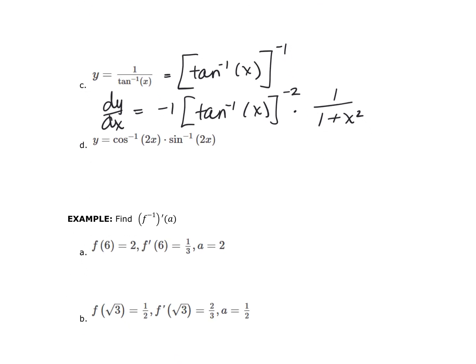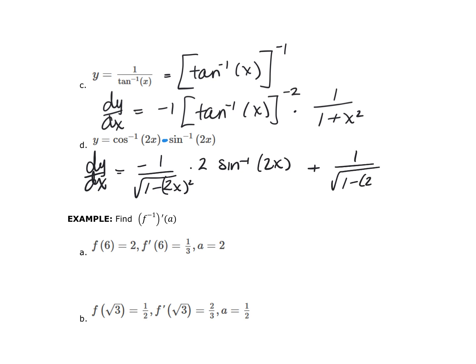This one is the product rule. So I'm going to do the derivative of the first one. So dy/dx is going to be the derivative of the first function. The derivative of cosine inverse is going to be negative 1 over the square root of 1 minus 2x, the quantity squared, multiplied by the derivative of 2x, which is 2. Multiplied by the sine inverse of 2x. That's my first derivative. Plus, now I'm going to do the derivative of my second function, which is the sine inverse. So it's going to be 1 over the square root of 1 minus 2x, the quantity squared, multiplied by 2, multiplied by the cosine inverse of 2x.